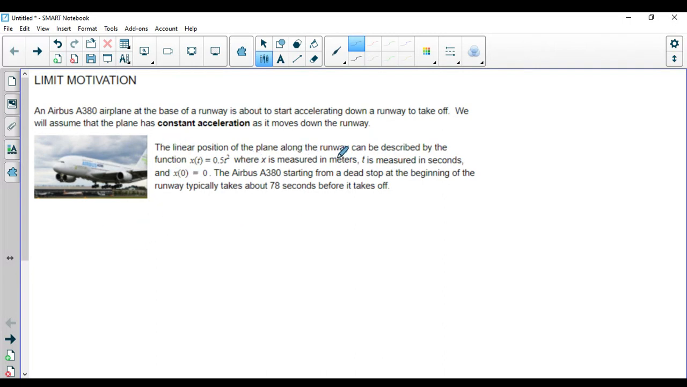And then we have the following. The linear position of the plane along the runway can be described by this function. x of t equals 0.5 t squared, where x is measured in meters, t is measured in seconds, and I'm telling you that x of 0 equals 0.